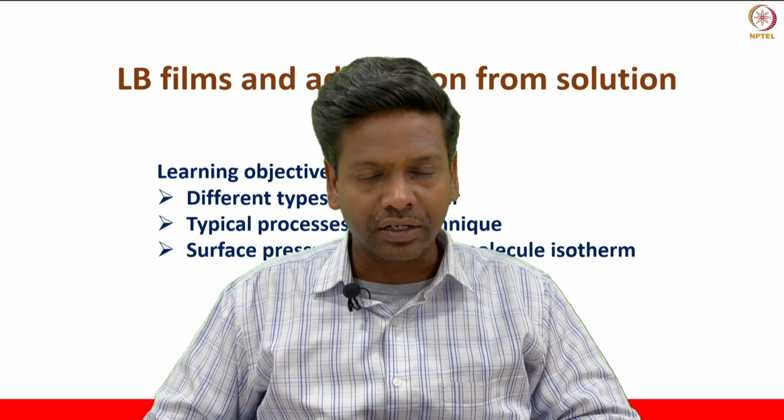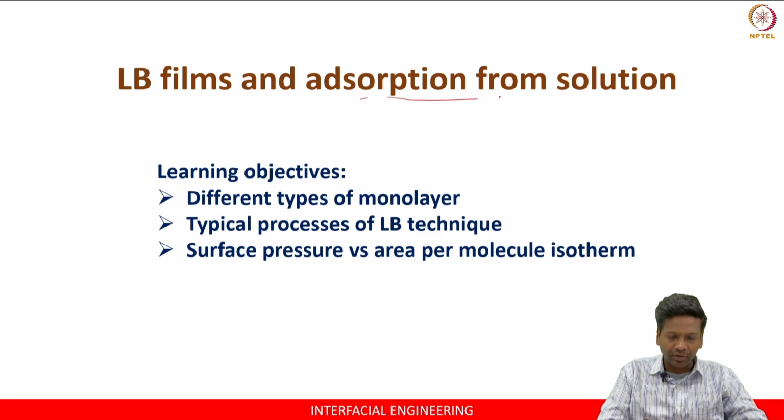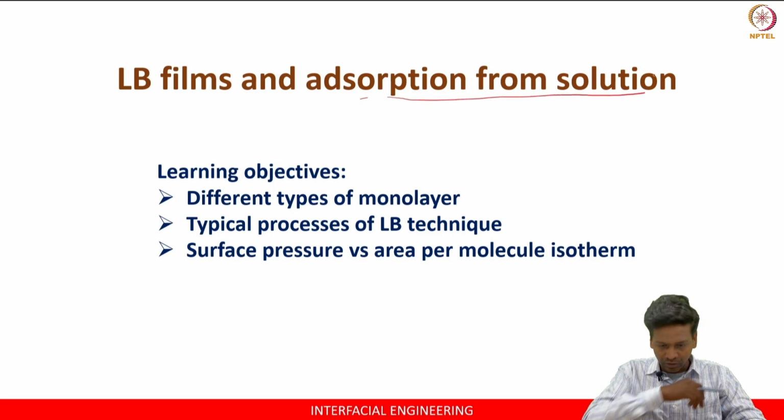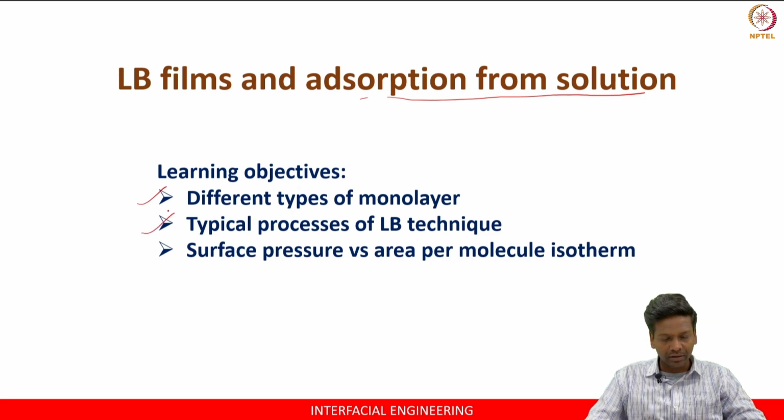Let's begin our lecture. As we just spoke about, we will look at the LB film, and we will also look at the tutorial on adsorption from solution. We'll look at one exercise in today's tutorial. First, the learning objectives for today's lecture: we will understand the different types of monolayer, the process behind the LB technique, and the surface pressure versus area per molecule isotherm. These three things we will look at in detail.